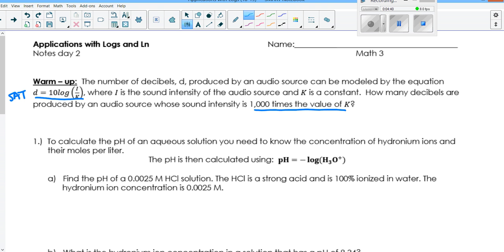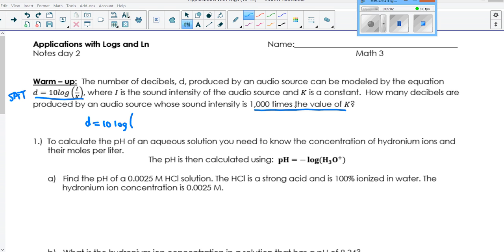So, notice they use K instead of I sub O, but same idea. It says how many decibels, well that's our D, so that's what we don't know. So how many decibels equals, and we'll say 10 log, and then we have to figure out what to put in here. And that's where the hard part comes, because it says 1,000 times the value of K.